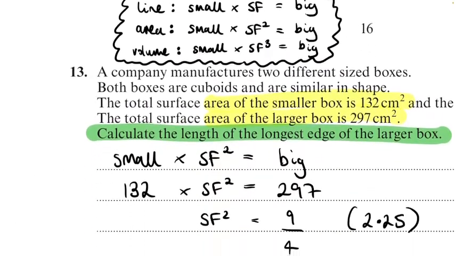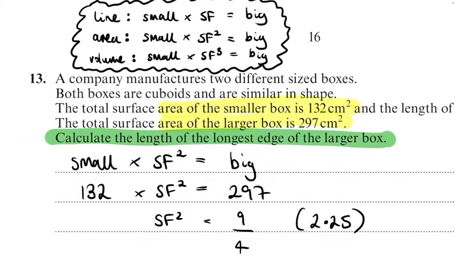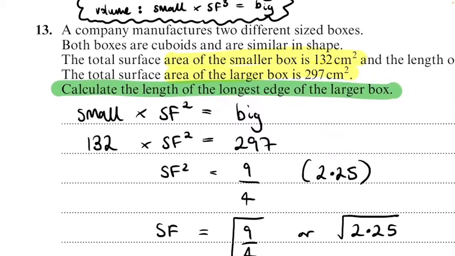Okay, so looking at the important information, we're told the total surface area of the smaller one is 132 and the total surface area of the larger one is 297. Because I know both of those bits of information, I'm going to use this one here. So I'm going to say the small area times by the scale factor squared equals the big area. So I've substituted those values in there.